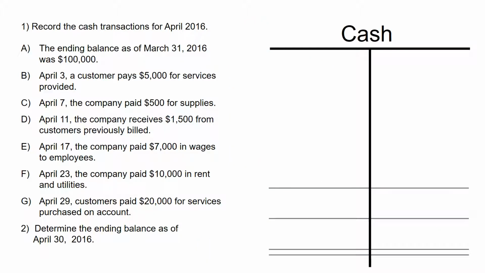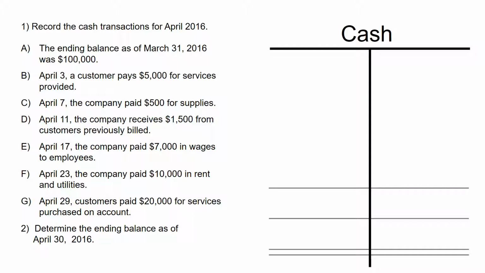Okay, so I'm going to use this T account to record these transactions listed on the side. And it's called a T account because it's shaped like a T, and it's for the cash account. So number 1 says record the transactions for April 26th. A says the ending balance as of March 31st, 2016 was $100,000. This isn't really a transaction. It's just telling you what the ending balance was as of March 31st. The March 31st ending balance will be the April 1st beginning balance.